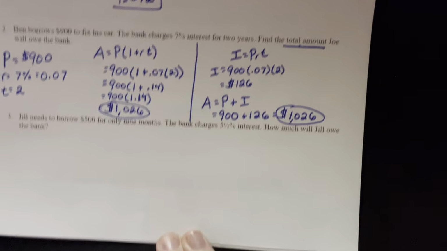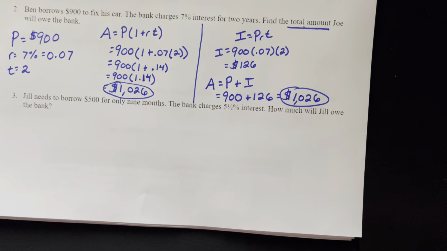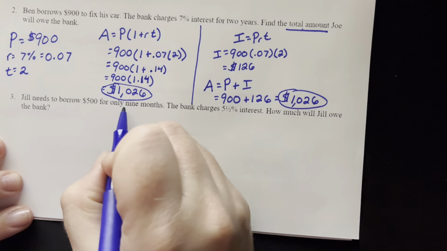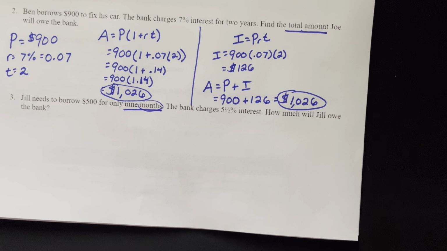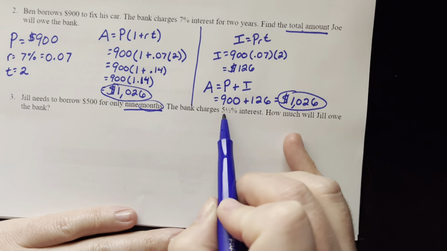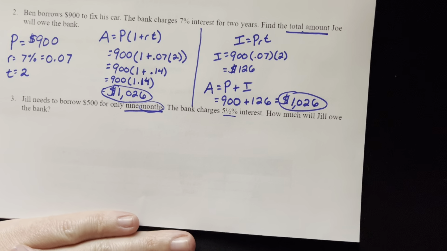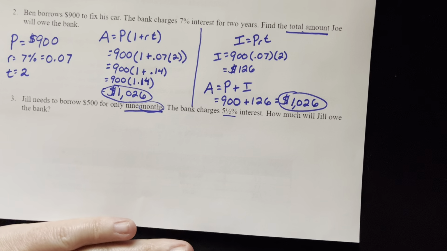Let's take a look at this next one. Jill needs to borrow $500 for only 9 months. So we see months there, and that should raise a red flag or bells go off in your mind, right? Because time has to be in years. The bank charges 5.5% interest. How much will Jill owe the bank?